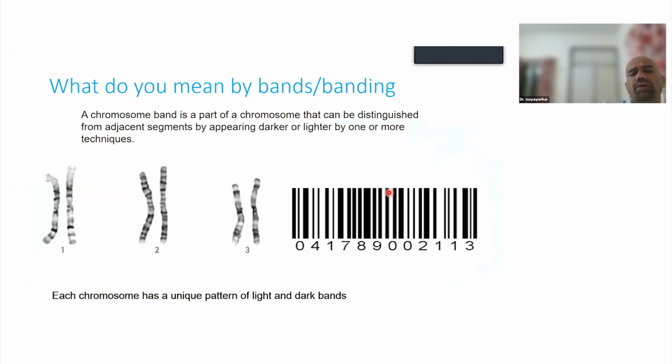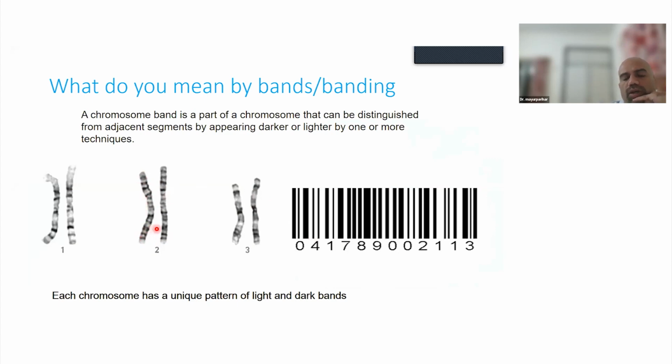Next question is, what do you mean by bands? So what we do is we stain the chromosomes, right, with a Giemsa stain, and it gives light and dark bands. So a chromosomal band is a part of a chromosome that can be distinguished from adjacent segments by appearing darker or lighter. It's just like the barcode you see in supermarkets. You scan the barcode and you will get your product. Similarly, a chromosome has light and dark bands.